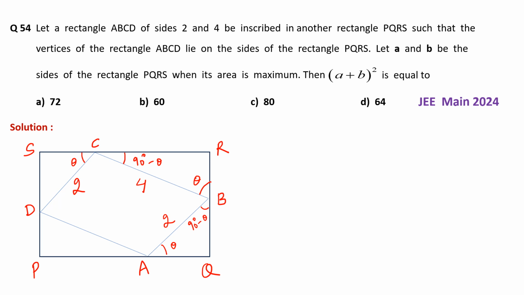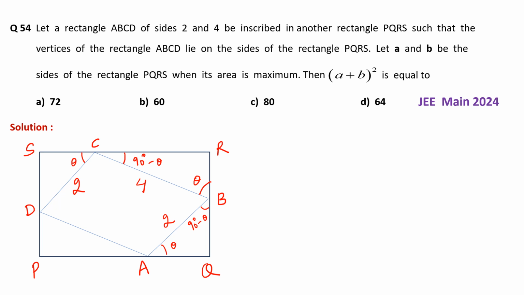It says, let a rectangle ABCD of sides 2 and 4 be inscribed in another rectangle PQRS such that the vertices of the rectangle ABCD lie on the sides of the rectangle PQRS. Let A and B be the sides of the rectangle PQRS when its area is maximum. Then A plus B whole square is equal to. In this question, we have to find the value of A plus B whole square, where A and B are the dimensions of the rectangle PQRS when its area becomes maximum.